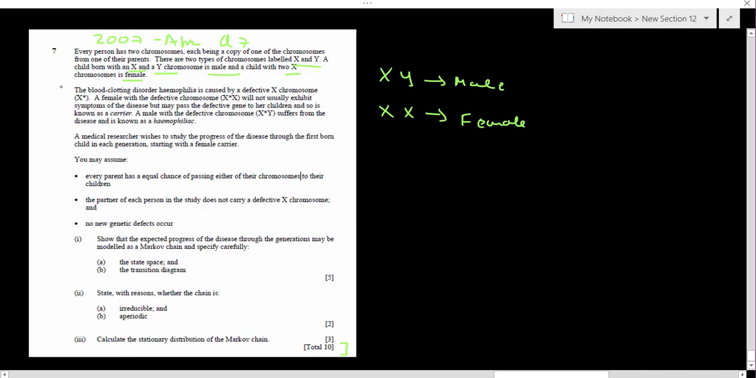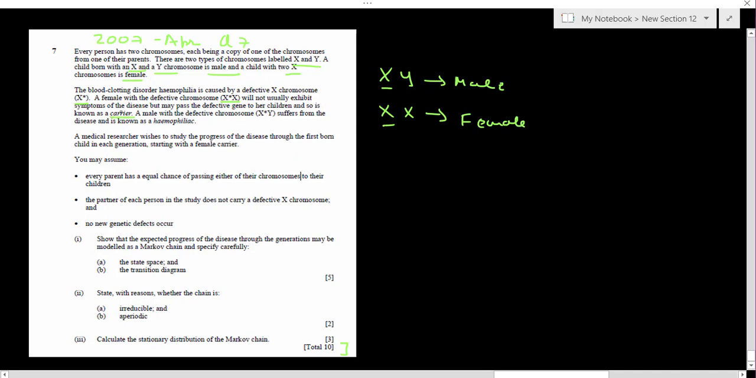Okay, a blood clotting disorder, hemophilia, is caused by a defective X chromosome. So X has to be defective in order for a person to have hemophilia. A female with the defective chromosome, which they have denoted as X star, and the other one normal X, will not usually exhibit symptoms of the disease, but may pass the defective gene to her children, so she is known as the carrier.